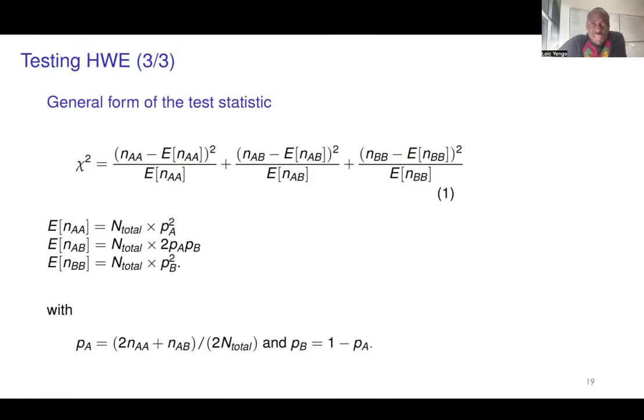So that is the general formula, which I said orally in the previous slides, and now we can visualize it. Our test statistic is the sum across all the genotype classes of the observed count minus expected count squared in the numerator, divided by the expected count in the denominator. And I've also shown you how to calculate those expected counts.